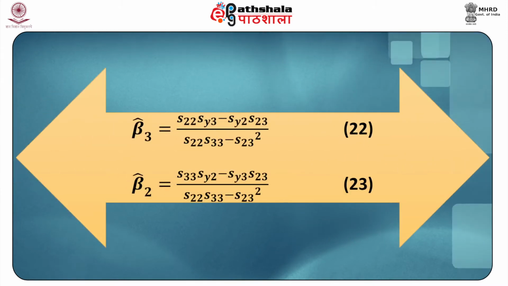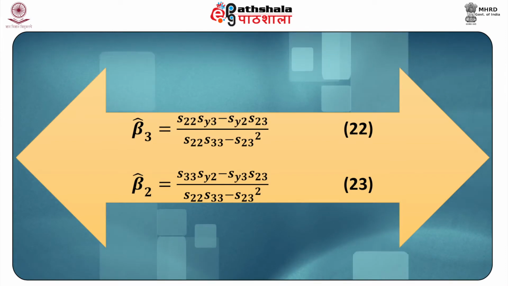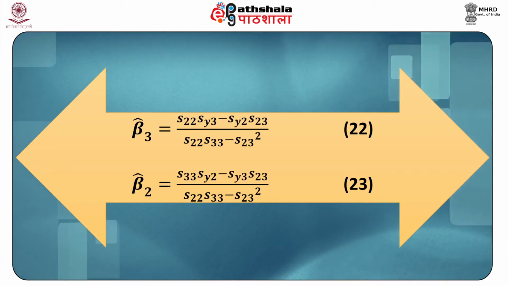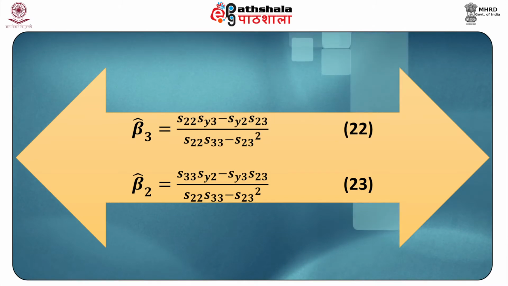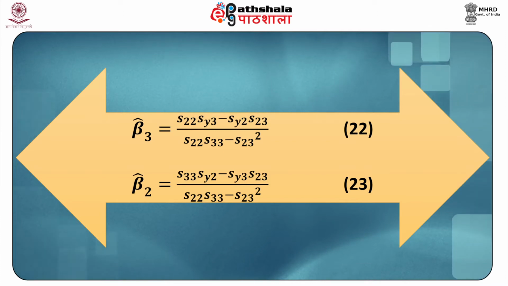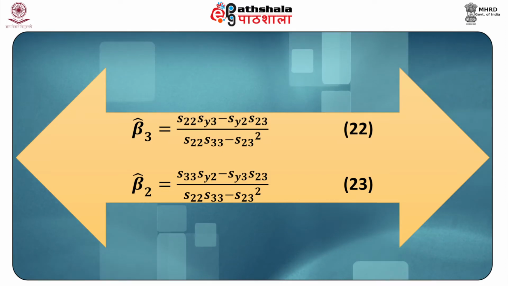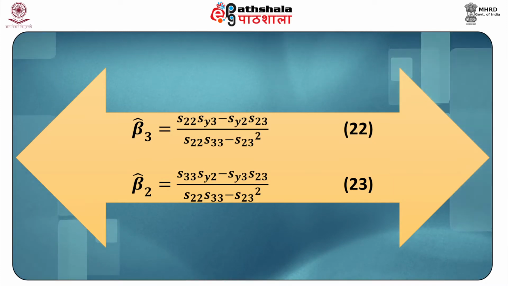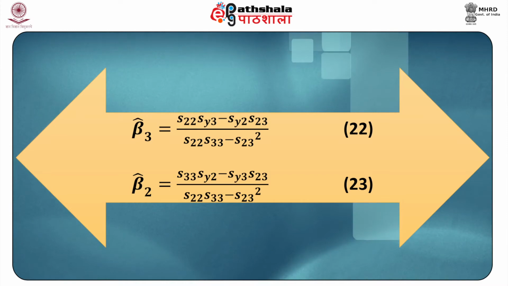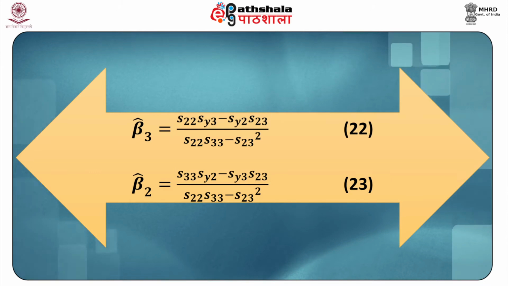On simplification, therefore, we obtain beta 3 hat equal to s22 into sy3 minus sy2 into s23 upon s22 into s33 minus s23 square, and this is our equation 22. Substituting this into equation 21, we get beta 2 hat equal to s33 into sy2 minus sy3 into s23 upon s22 into s33 minus s23 square. This is our equation 23.